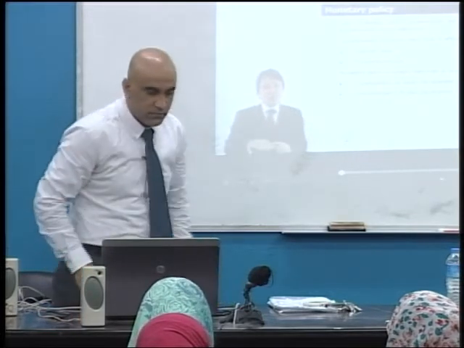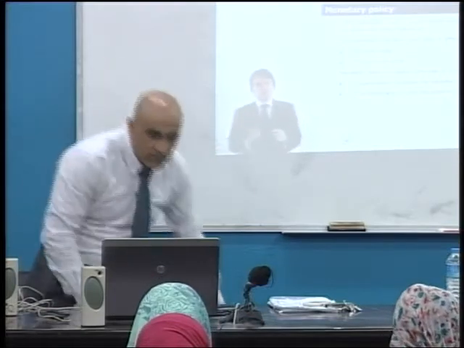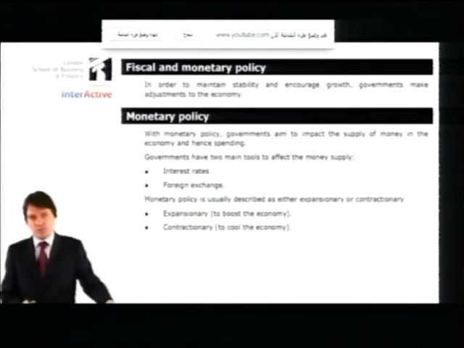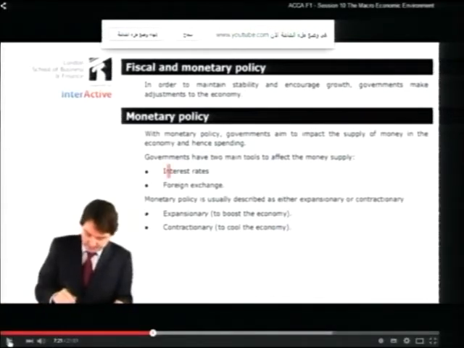To get all these things to work, the government basically has two weapons that it can use: monetary policy, and in a minute we'll talk about fiscal policy. As he said, from the government perspective, we have two main weapons. The first one is related to monetary policy, and the second one is related to fiscal policy. Monetary policy is managed by the central bank or the Federal Reserve Bank. However, fiscal policy is the Ministry of Finance's concern.